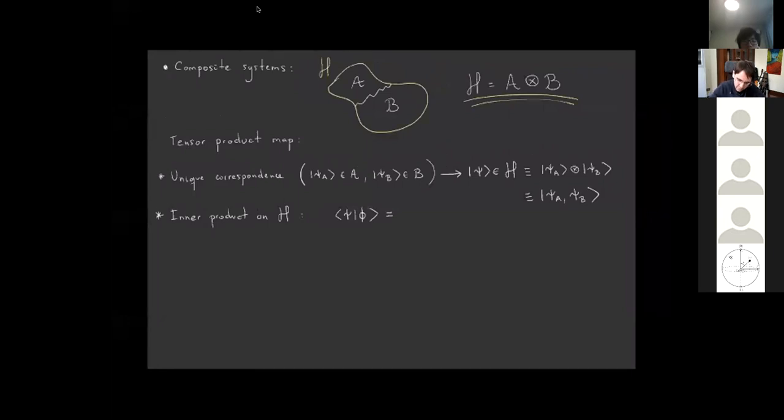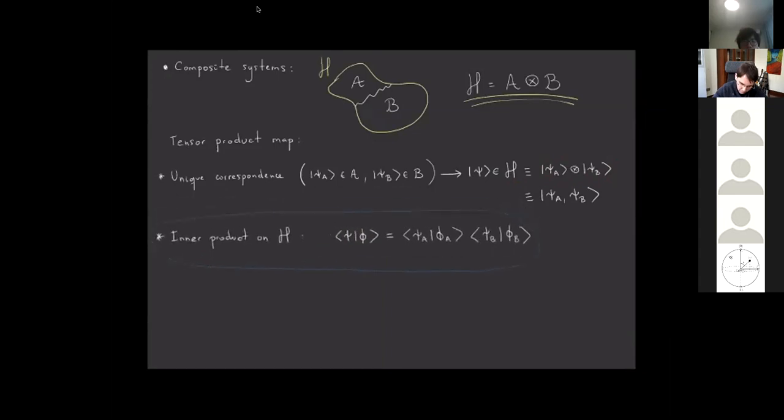So I was saying that if we have two vectors, psi and phi, corresponding to the total Hilbert space, then the inner product between these two vectors, which of course can be written as the tensor product or correspond to two vectors, psi A and psi B, it's essentially the multiplication of the inner products of the corresponding vectors in the corresponding Hilbert spaces.